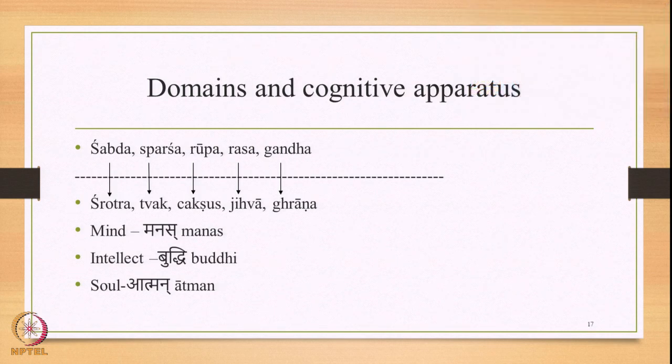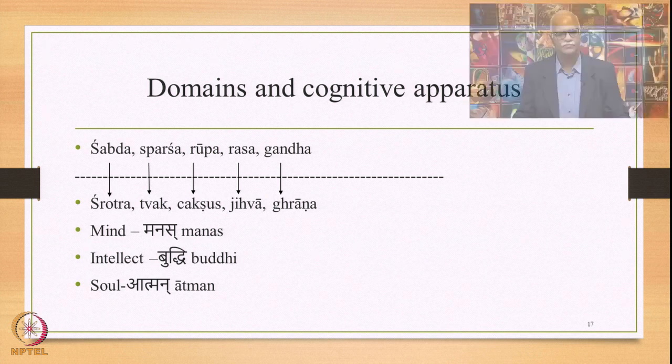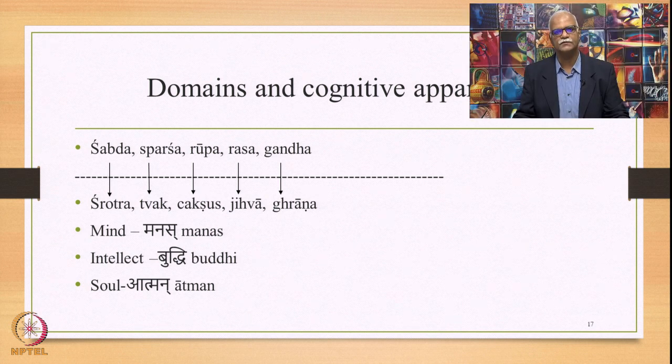Now, let us diagrammatically represent the domains and the cognitive apparatus. So here are the five domains: Shabda, Sparsha, Rupa, Rasa, and Gandha. And there is a line drawn between these and the rest on the slide to indicate that. शब्द स्पर्श रूप रस गंध. These are the five domains in which the external world is experienced by the human being.